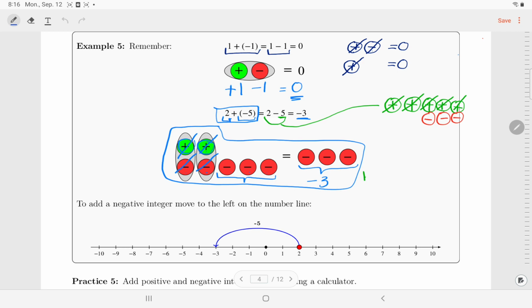I still find adding a negative number much easier than subtracting a positive. If you'd rather use a number line, we start with 2. If we want to add negative 5 or subtract 5, we're going to move 5 units to the left. This will give us negative 3.